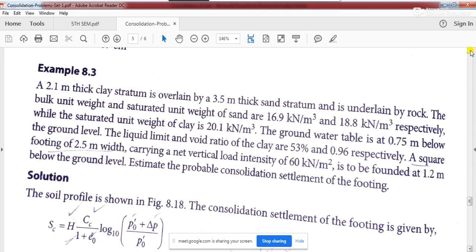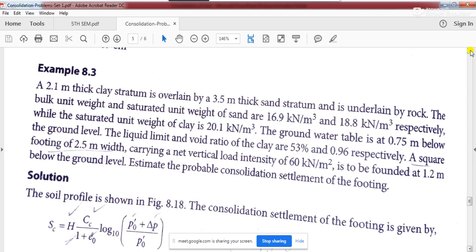Which is underlain by rock? The 2-meter thick clay stratum is underlain by rock. So underlain by rock means just at the bottom of the clay layer there is a rocky layer, and on top of the clay layer, overlain means that on top of the clay layer there is a 3.5 meter thick sand layer.